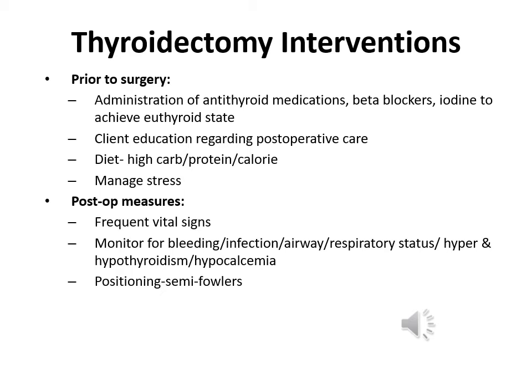Hypocalcemia is a complication of this surgery, and it's a result of damage to the parathyroid. The client should be positioned in semi-Fowler's position post-op to reduce tension on the sutures. Ambulatory care consists of reducing calorie intake after surgery to avoid weight gain because ideally they'll no longer be in that hypermetabolic state.